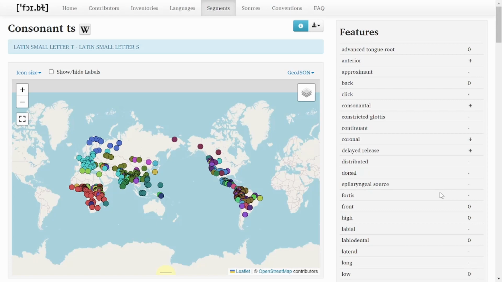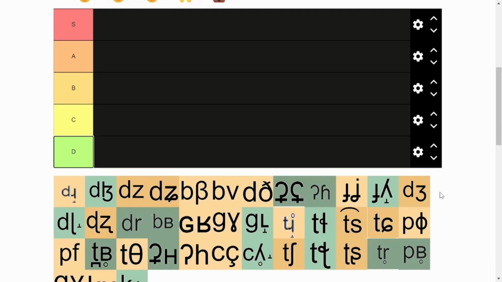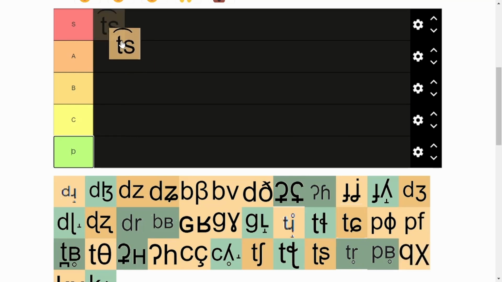But ts is also a very, very good sound. Yeah, I really like ts. I would put ts in like A tier. So ts is, of course, very common and very easy to create if you make it a naturalistic language and evolve it, because you just do a palatalization and suddenly you're gonna have ts and ch. So it's very good. Yeah, ts evolved a lot. I would also say A. It's good. Yeah, very good.